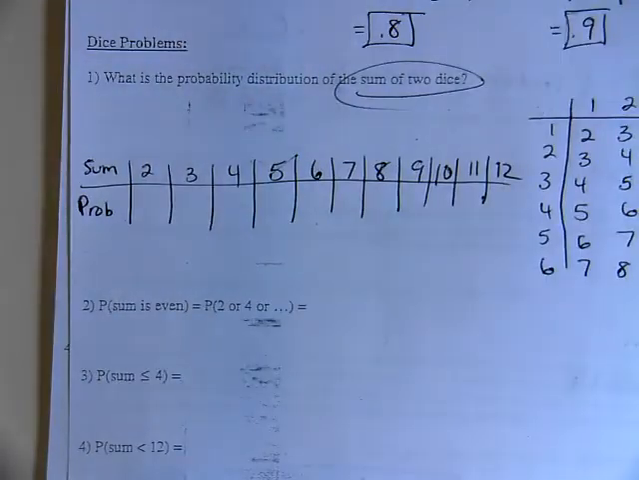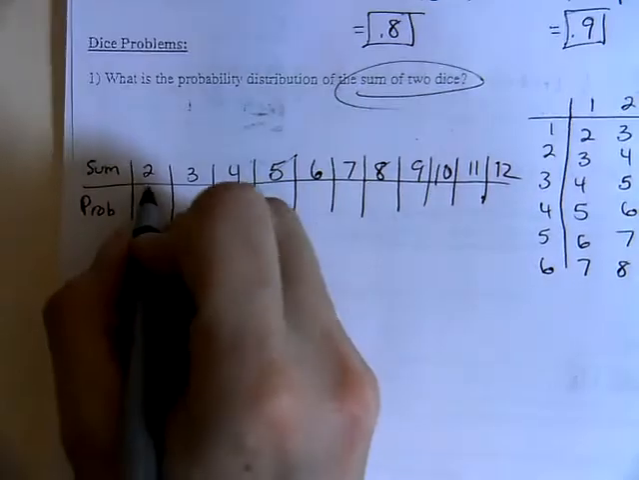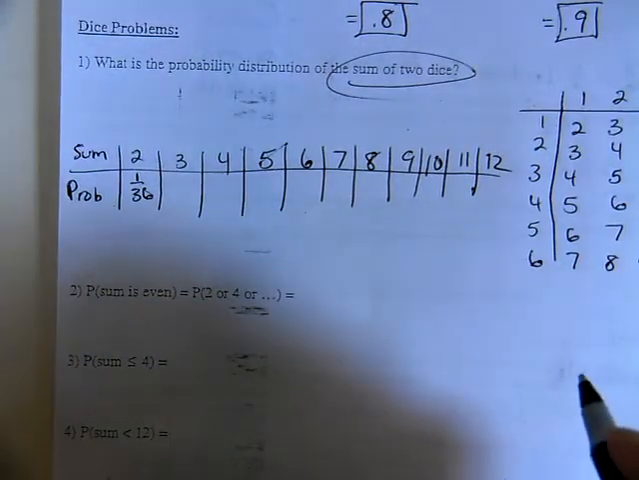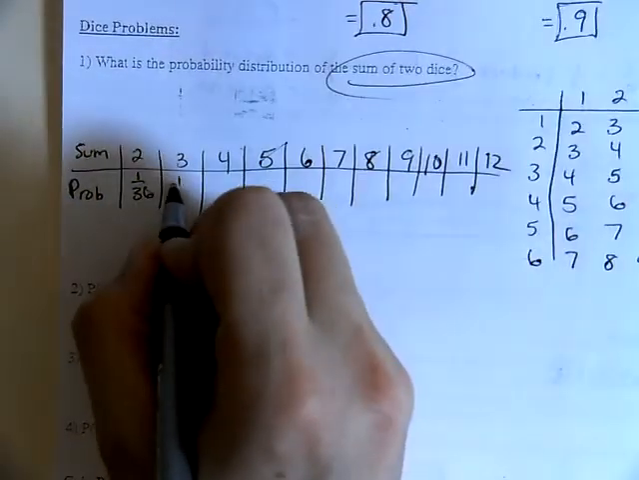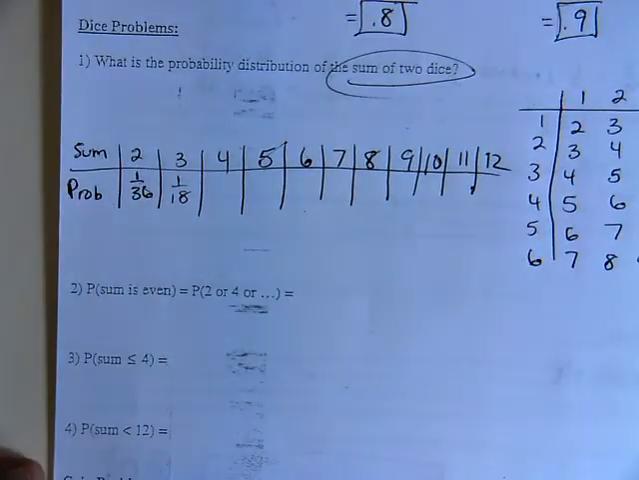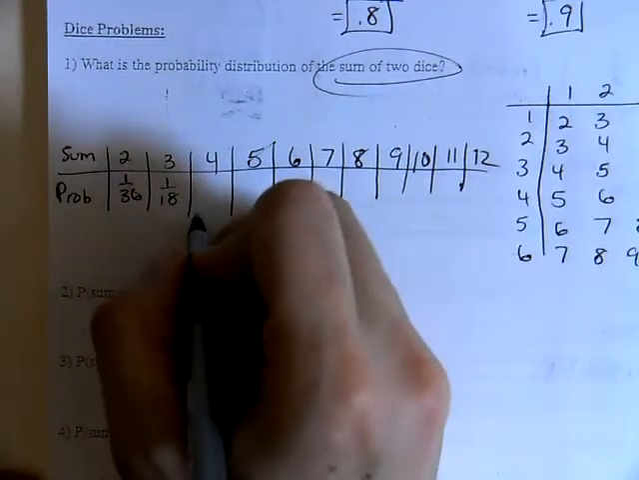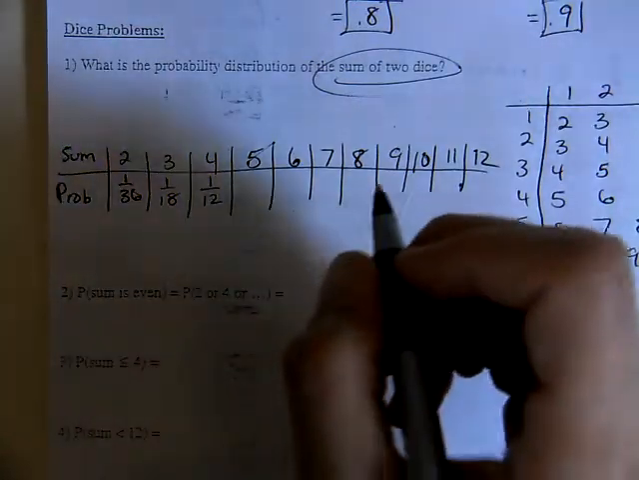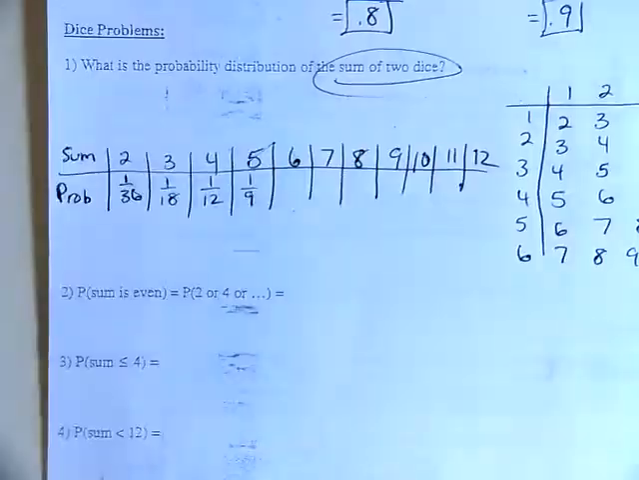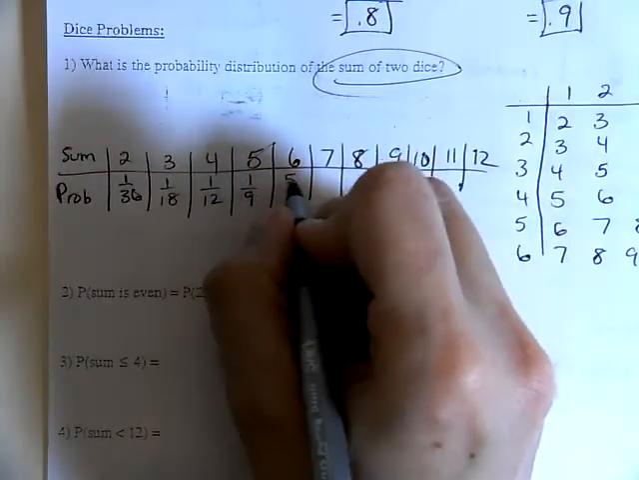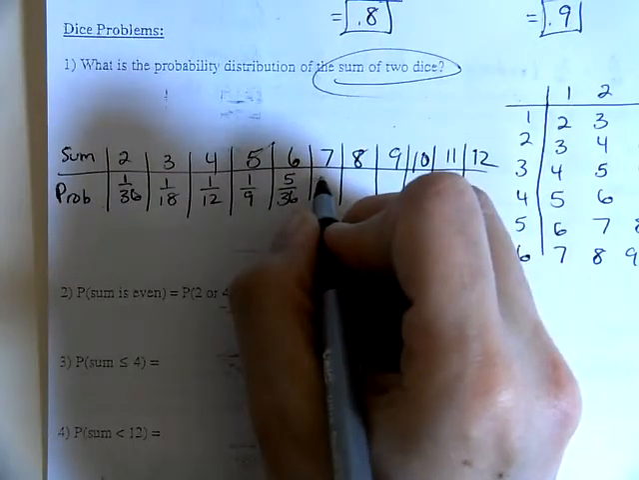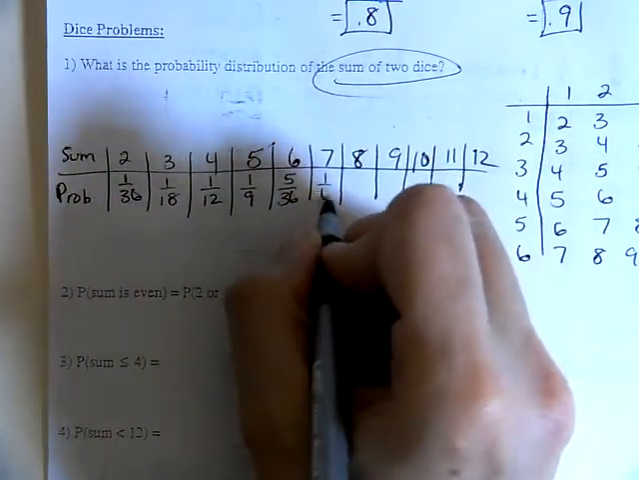So to get a sum of 2, that only happens once. So that's 1 out of 36. To get a sum of 3, that's twice. So 2 out of 36 reduces to 1/18. 4 would be 3 out of 36, or 1/12. 5 would be 4 out of 36, 1/9. 6 is 5 out of 36. 7 is 6 out of 36, so 1/6.